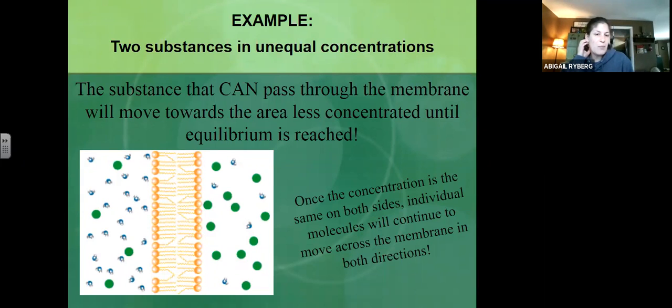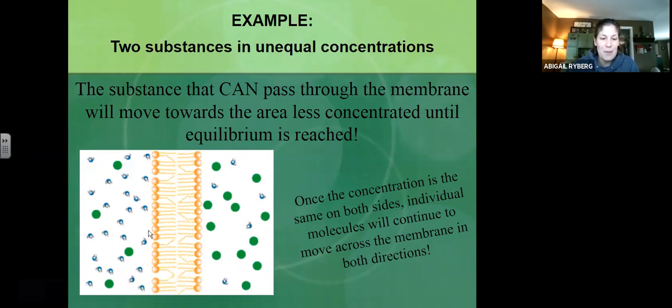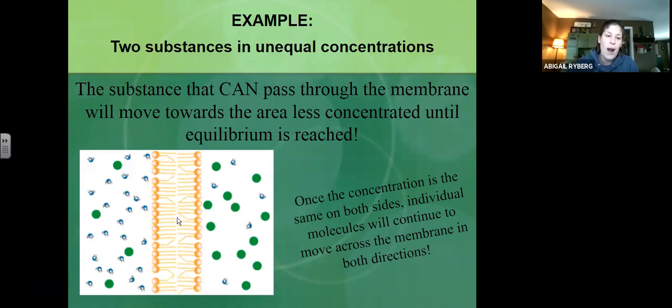So let's look at an example here. We have two different substances on either side of the lipid bilayer. These goldy looking structures are the lipid bilayer. And then we're looking at two different molecules. We have green circles, and I'm going to call these little blue ones water molecules. They look like water molecules to me.